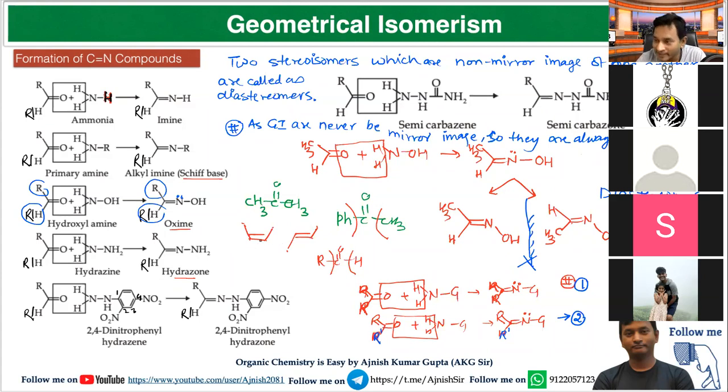So a configurational nomenclature was proposed, so as to differentiate this molecule and to differentiate this molecule. Similarly, to differentiate this molecule and to differentiate this molecule. Is it clear? Yes, sir.